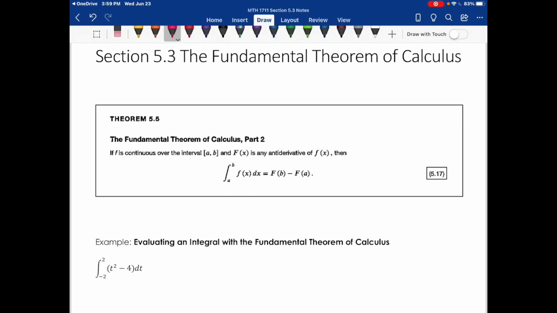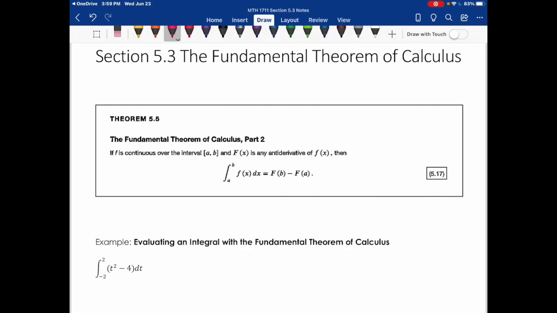In this lesson, we're going to talk about what's called the fundamental theorem of calculus. And this fundamental theorem of calculus has two parts to it. I'm actually going to go out of order from what the book shows us, because I feel like if we go over part 2 first, it'll make it a little bit easier for you to understand the first part.